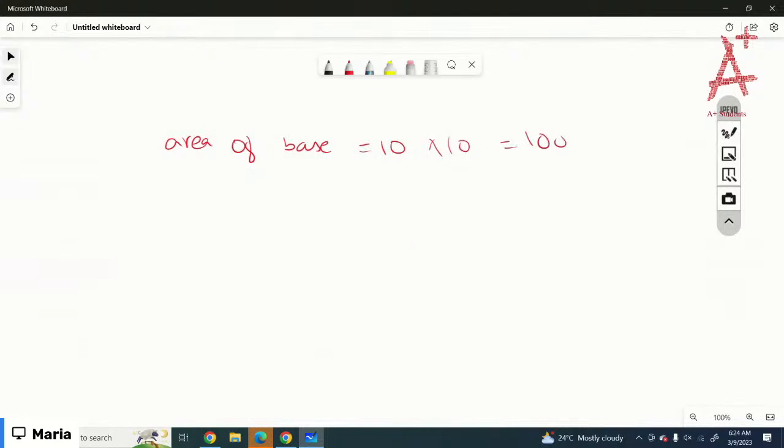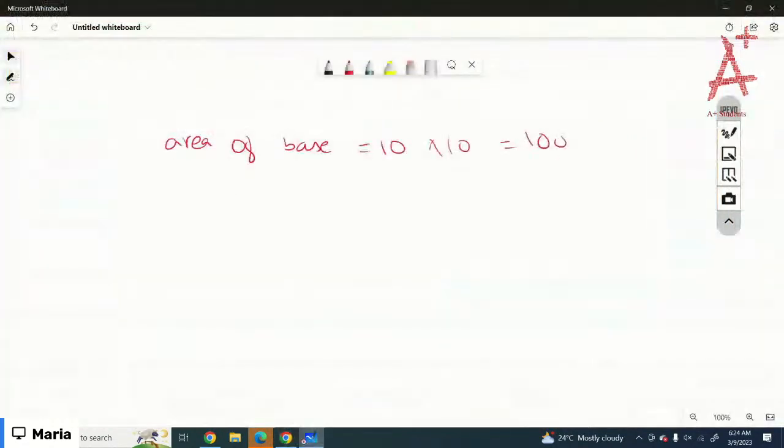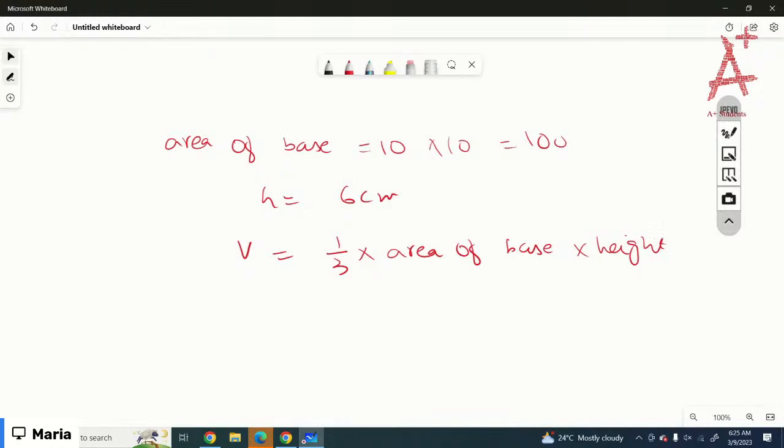We are given the height of the pyramid is 6 centimeter. Now you can calculate the volume. The formula for the volume of the rectangular pyramid is 1 by 3 times area of base times height. So area of base is 100, 1 by 3 times 100, and height is 6. Just multiply 100 times 6 is 600, and 600 divided by 3 is 200.